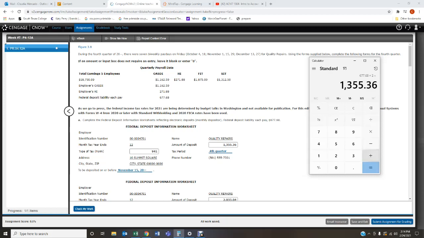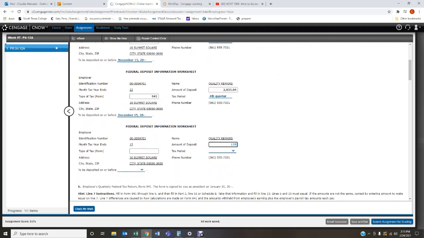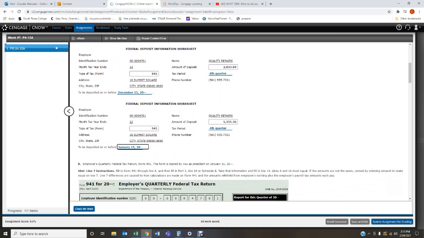So I'm going to multiply it. That gives me $1,355.36. Okay, so I'm going to go ahead and enter that, $1,355.36. This is form 941, and this is for the 4th quarter. Now, when am I going to make this deposit? Well, this is for December, so that means I have to make my deposit in January of next year, January the 15th. So these are my Federal Deposit Information Worksheets, okay?